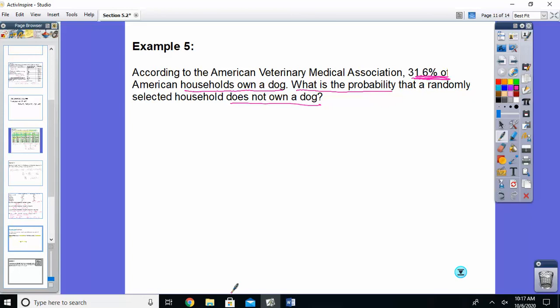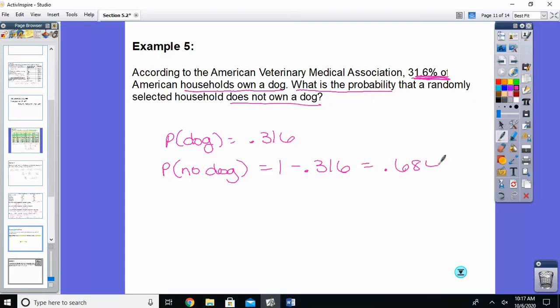So the probability of a dog is 0.316. So the probability of no dog is just 1 minus that. It's 0.684, or you could tell me 68.4%. Either way, they're complements. Either you have a dog or you don't. There's no third option there.